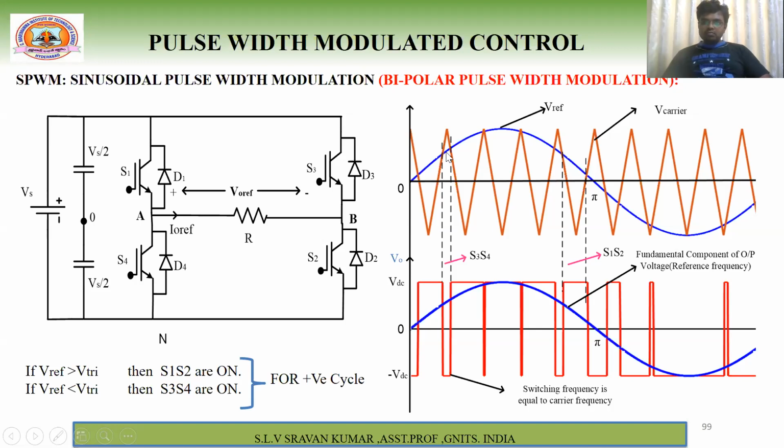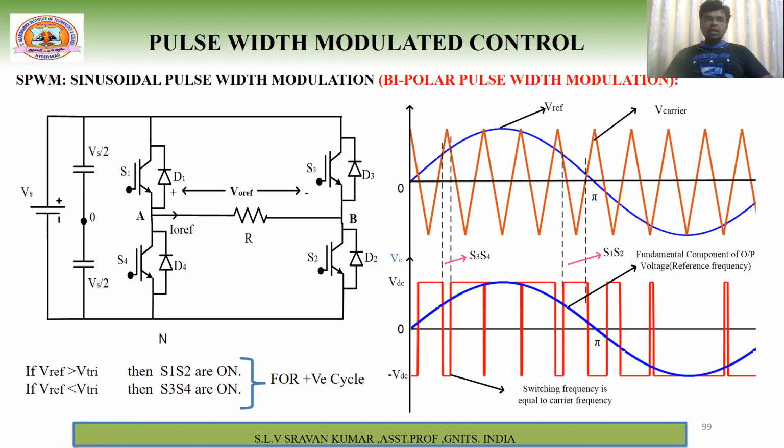Next, coming to here, whenever reference wave is less than triangular wave, which devices are on? S3 and S4 are on. When S3 and S4 are on, what is the output voltage? Minus Vs, right? How you are getting this plus Vs, minus Vs, I have already discussed in the previous videos.